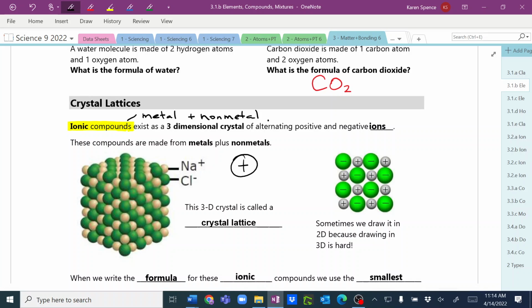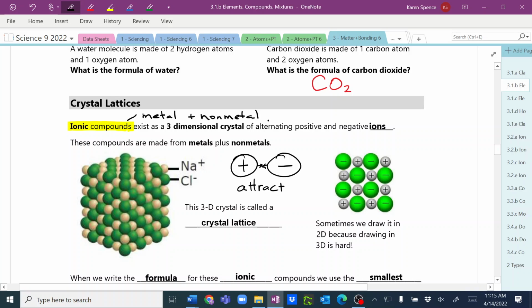Cl, what group is Cl in? It's second from the right though, right? That's group 17. How many valence electrons in group 17? 7. So what does chlorine want to do? It wants to gain an electron. So what will its charge be? -1. So we've got sodium, which is positive, and chloride, which is negative. What do positive and negative do? They attract. So they're going to be pulling towards each other.